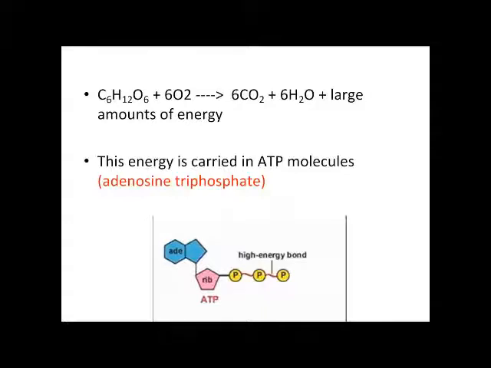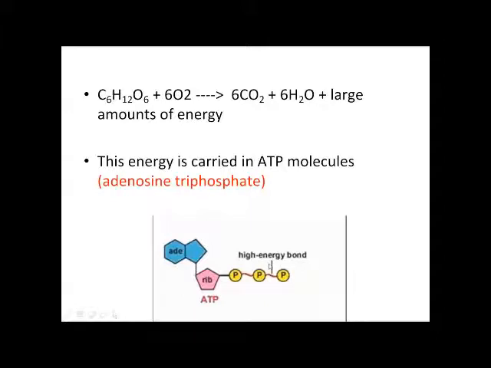So this energy is carried in ATP molecules, adenosine triphosphate. ATP is not energy. Okay, I may have said before ATP is energy, but technically ATP is not energy. ATP is an energy carrier. So ATP carries energy within this high energy bond.